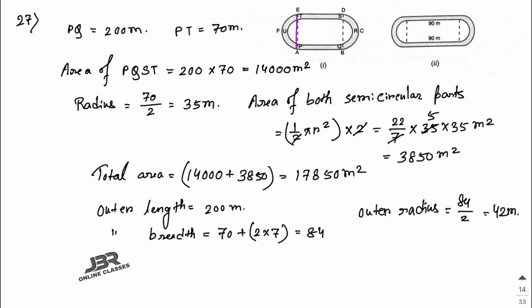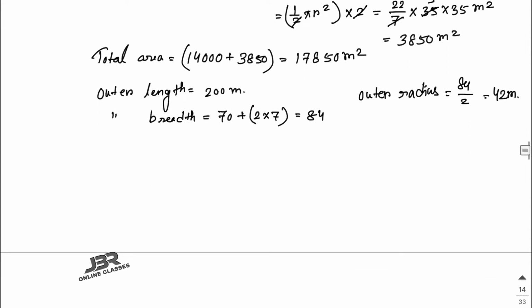Okay, so now you have to find out the circumference of both semicircular parts. The circumference formula is 2 pi r, that means pi r into 2, because here there are 2 semicircles. So pi r into 2 means 2 into 22 by 7 into 42, that is 264 meter.